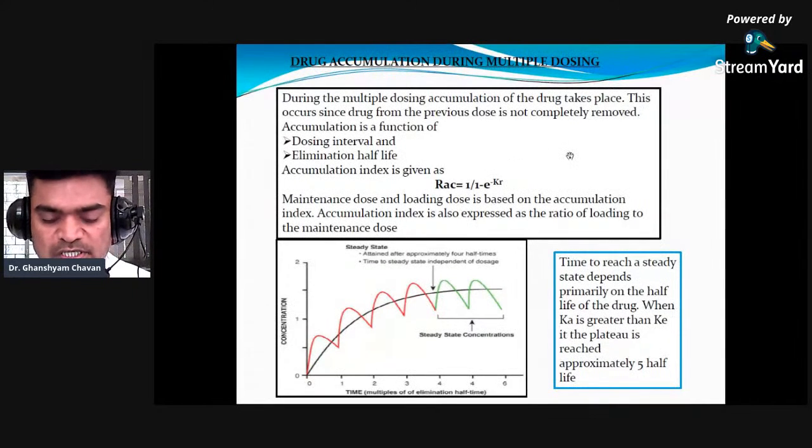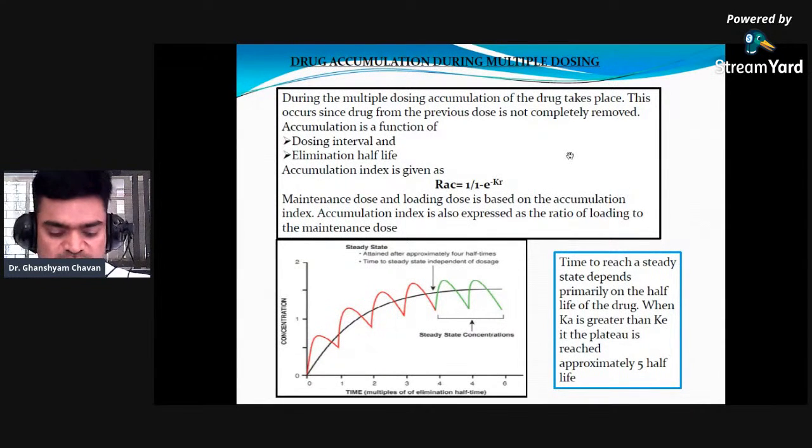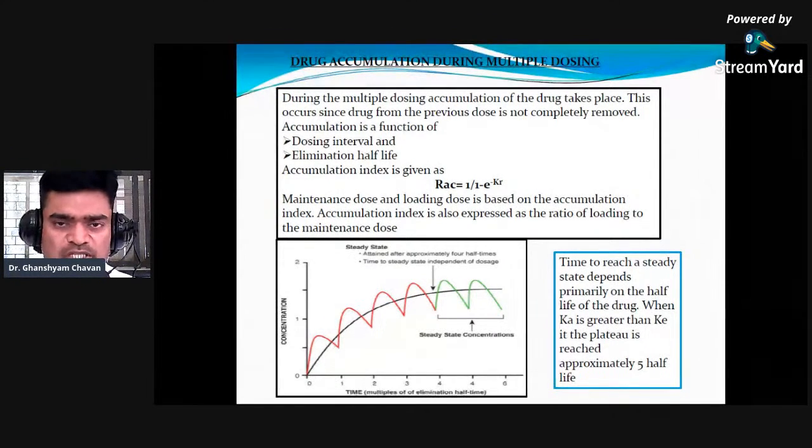So students, in today's lecture we will see drug accumulation, and we also continue the topic which we started in the last three lectures. First of all, drug accumulation. During multiple dosing, whenever we are giving multiple doses in case of any infusion, bacterial infection, or long-term treatment, at that time this problem will arise.